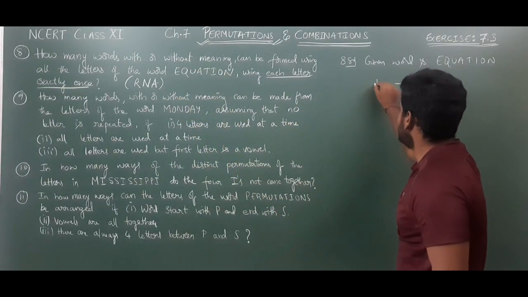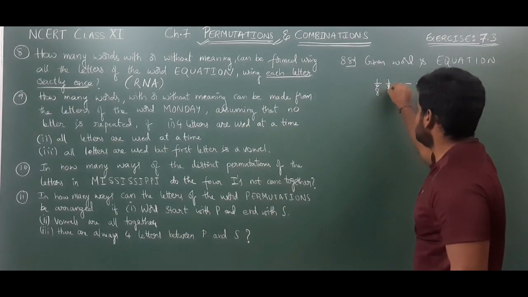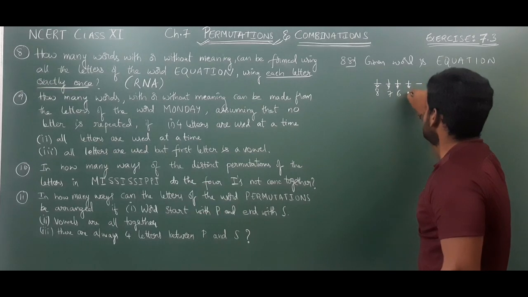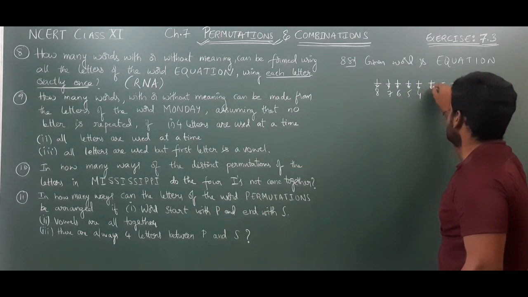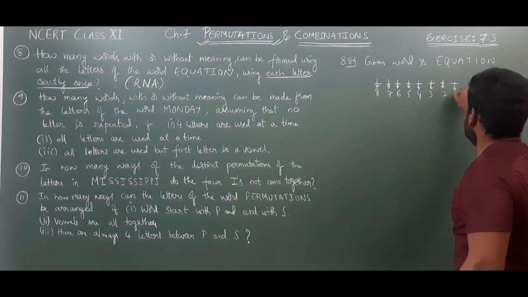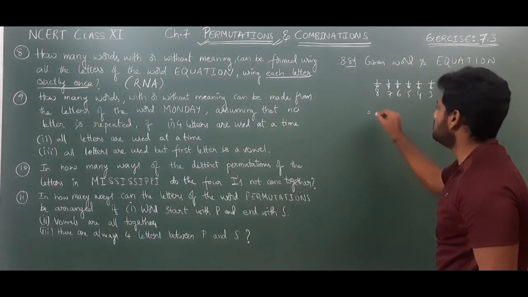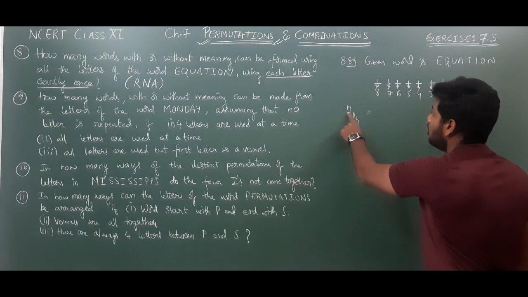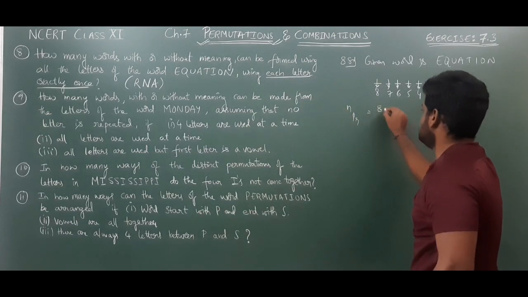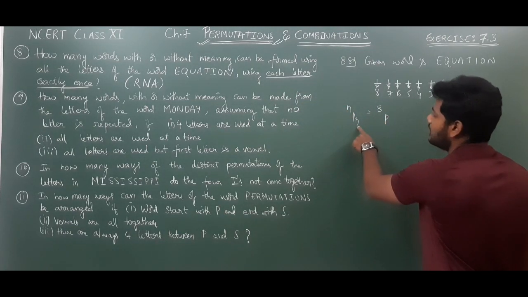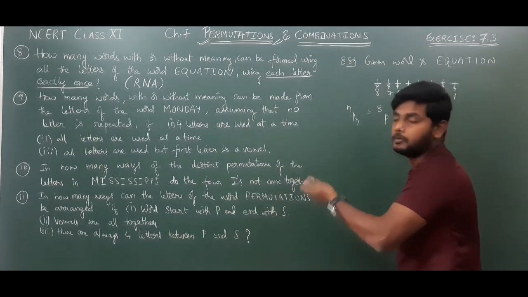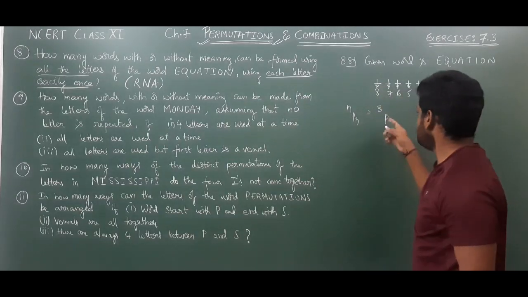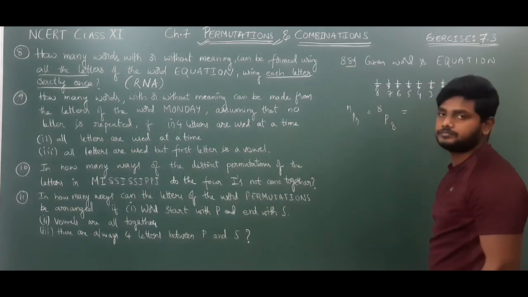That means the first place will have how many choices? 8. The next one will have 7. Why? Because repetition is not allowed. So next is 6, next is 5, next is 4, 3, 2, 1. But we have a formula, right? What is that? nPr. What is n? How many letters do we have? 8. And r? How many do we need to form? By using all the letters, so again it will be 8P8.